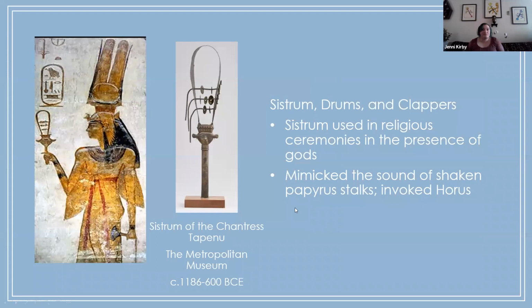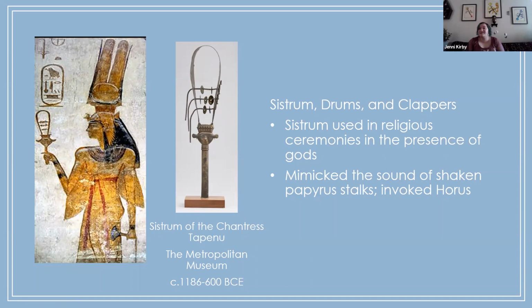So the most important of the percussion instruments was called the sistrum. And the sistrum was used in religious ceremonies, and it was used to alert you that you were in the presence of the gods. And it's thought that it mimicked the sound of the papyrus stalks shaking, and that harkens back to the legend of Horus and how he was abandoned and raised amongst the papyrus. So you're often going to see this instrument with priestesses, oracles, those sorts of people.